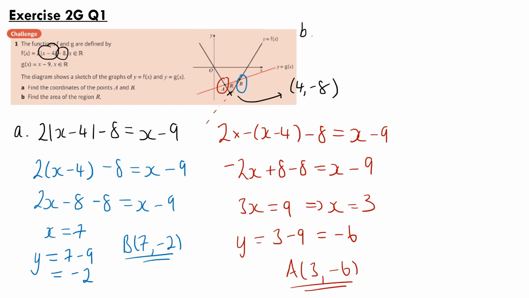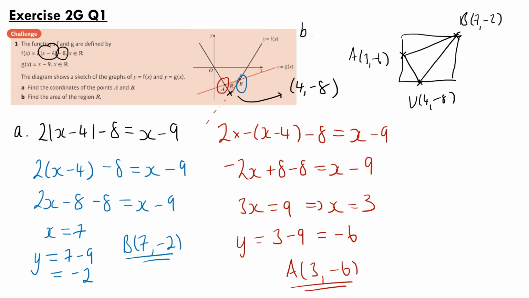And probably the easiest way to find the area is to draw out the region R and enclose it in a box. Now we know the coordinates of these points here. So here that's A, (3, -6). This one up here is B, (7, -2). This here is the vertex at (4, -8). Now to find this area R, we can find the area of the entire rectangle here, and then take away the areas of each of the little right angle triangles around it.